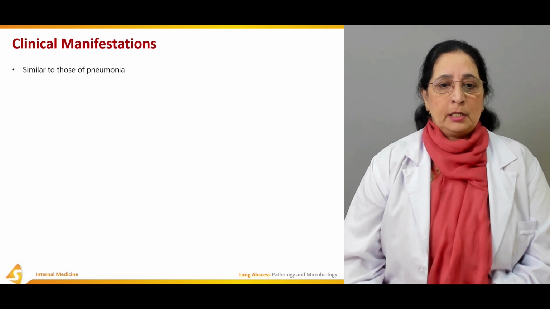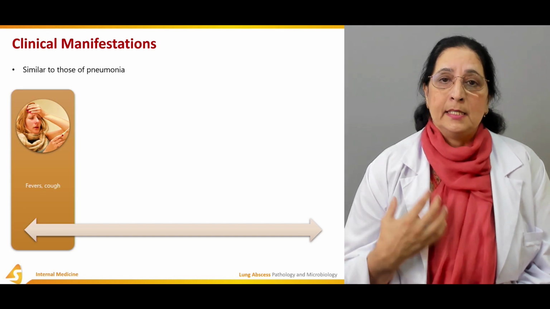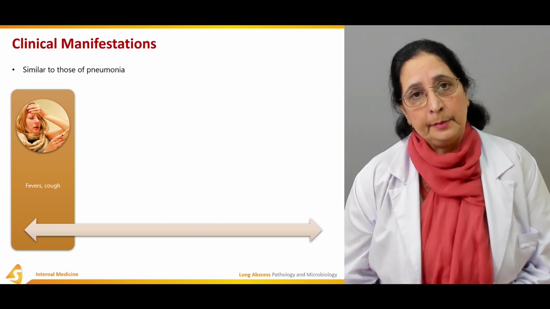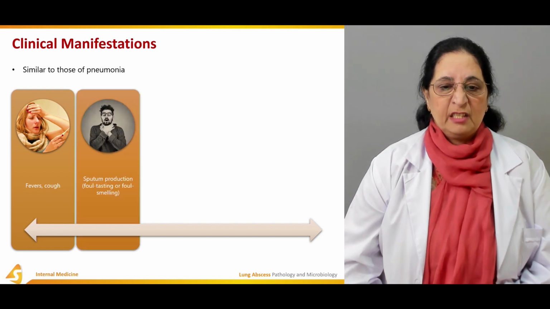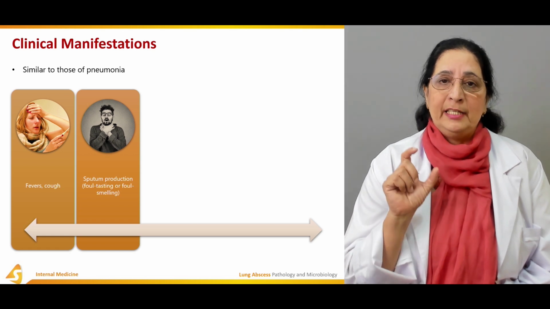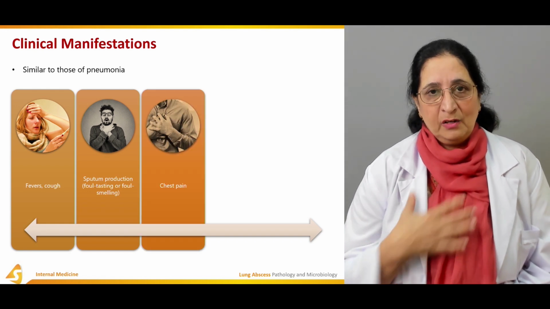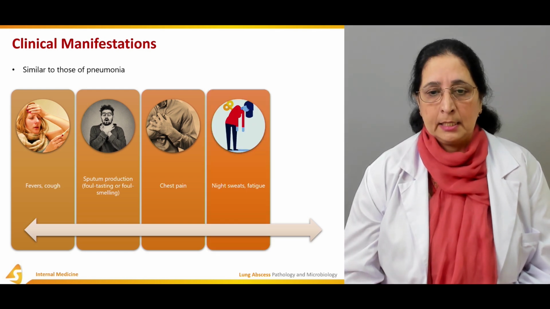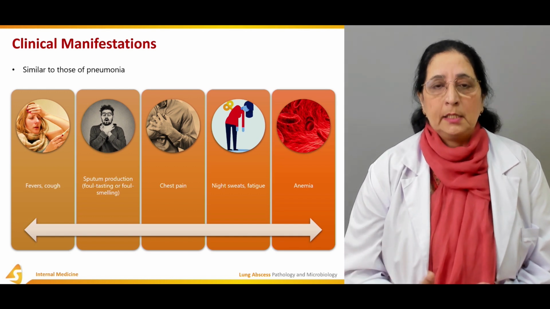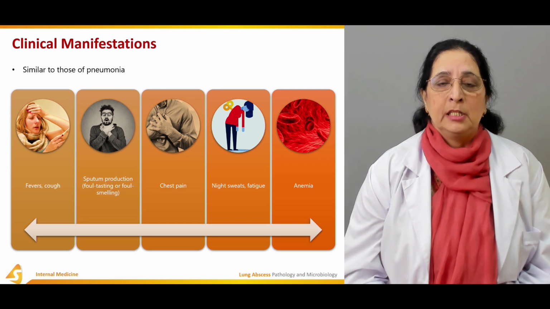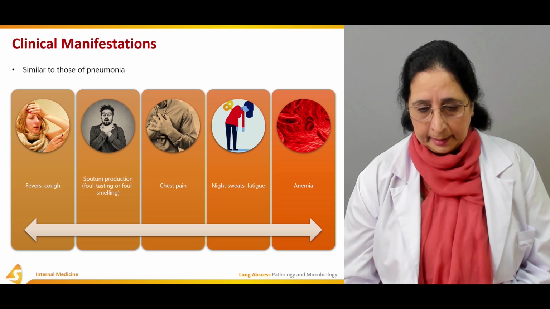Clinical manifestations are similar to those of pneumonia, as this is an abscess, an infection. So fever is usually present, associated with cough and sputum production, which is foul smelling and foul tasting, especially, as we mentioned, in anaerobic infections. Chest pain because of the involvement of the lungs is present. Night sweats, fatigue, anemia are also present. So all these are different manifestations associated with the lung abscess, which can be primary or secondary.